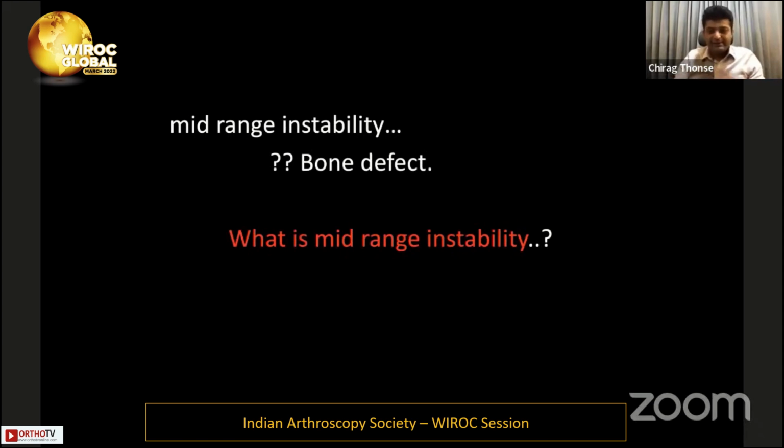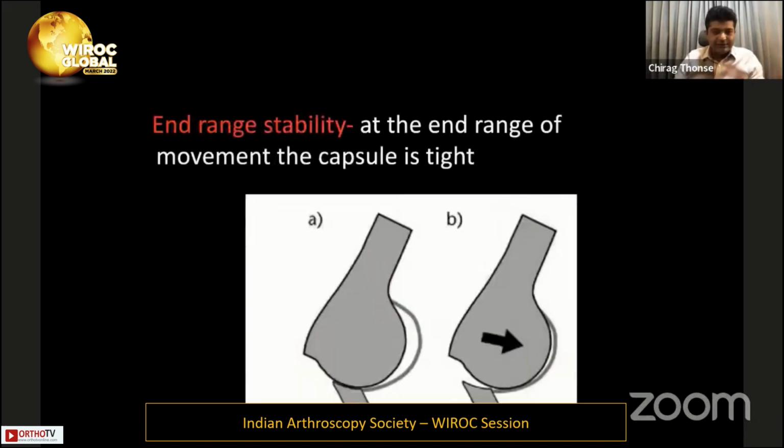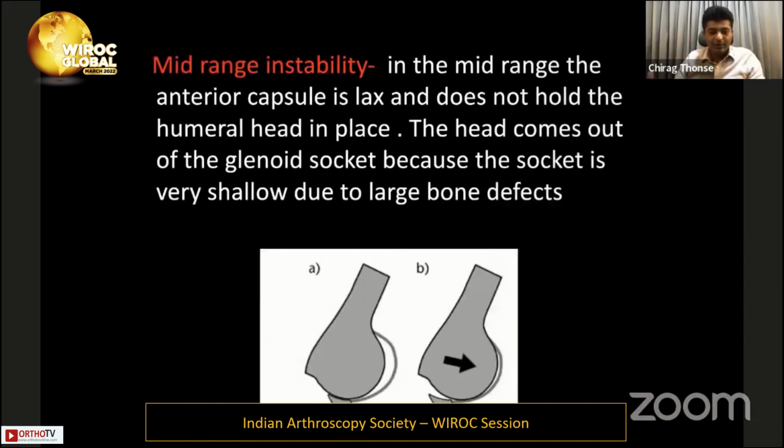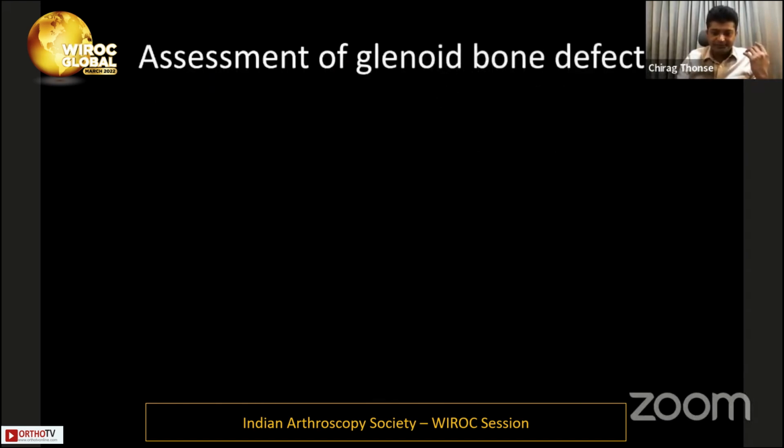And why this mid-range instability? Usually at the end range of movement, the capsule is tight and that restrains the shoulder from dislocating. Whereas in people who have a considerable amount of glenoid bone loss, the head comes out of the glenoid socket because the socket is shallow and is not able to contain the humeral head even at the mid-range.